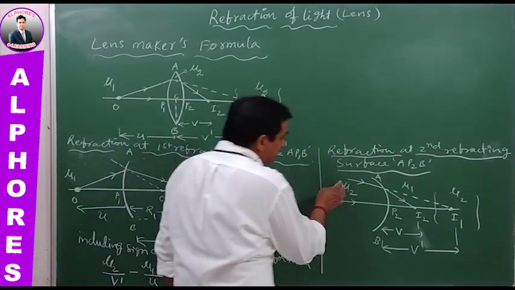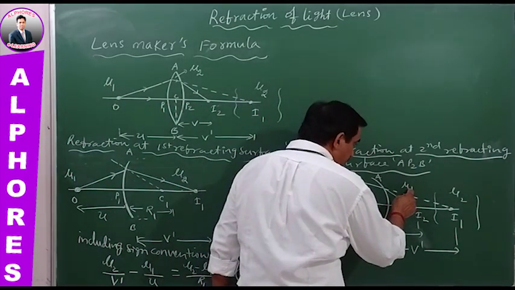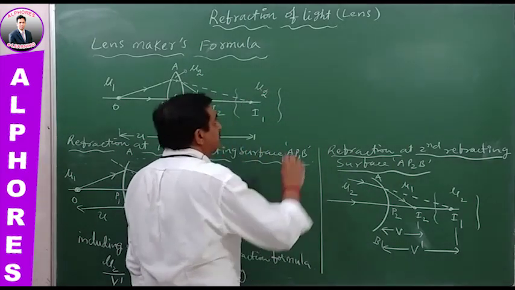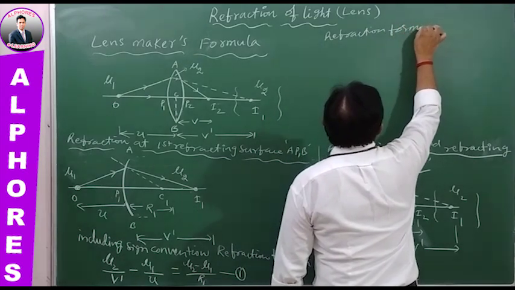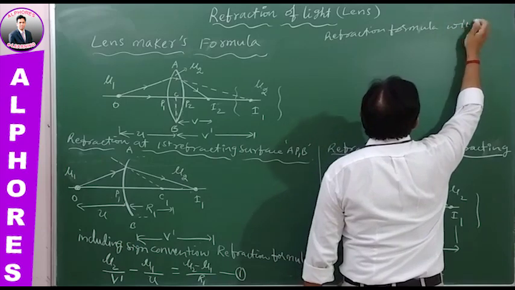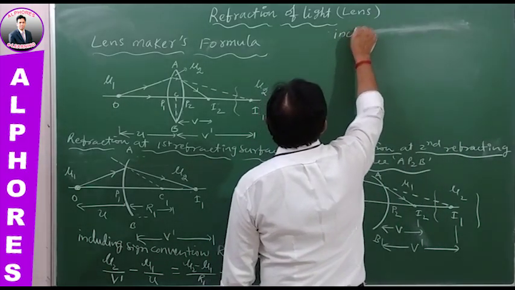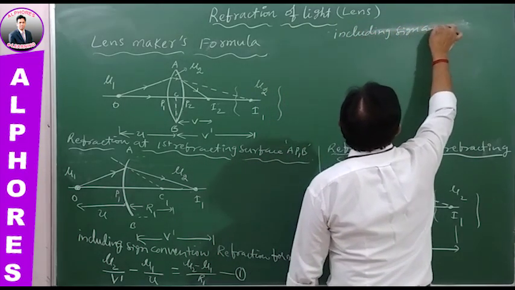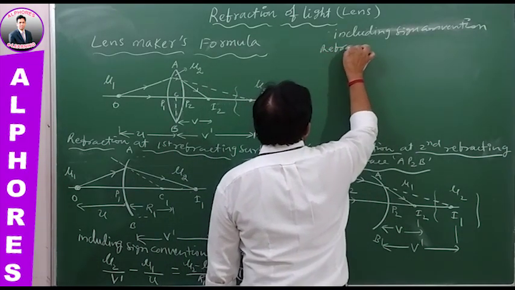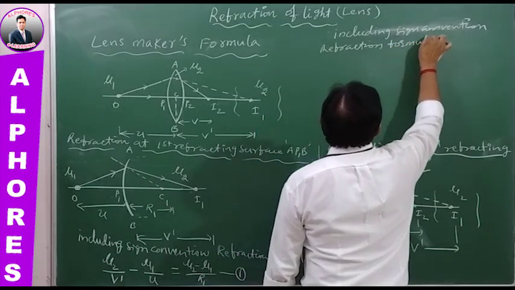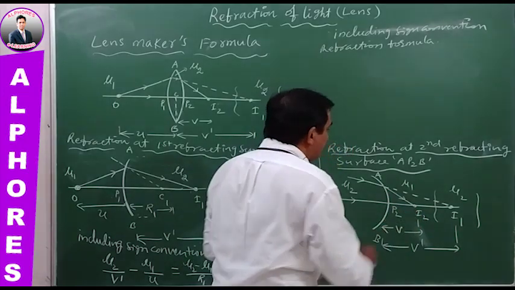Now, light is traveling from denser into rarer. Refraction takes place into rarer. The final image is formed in the rarer medium. Therefore, taking the refraction formula with sign convention. Refraction formula including sign convention, or otherwise we can directly write it including sign convention. What is the refraction formula? How can we write it? Same rule. Start with the image. The final image is formed in the rarer medium.